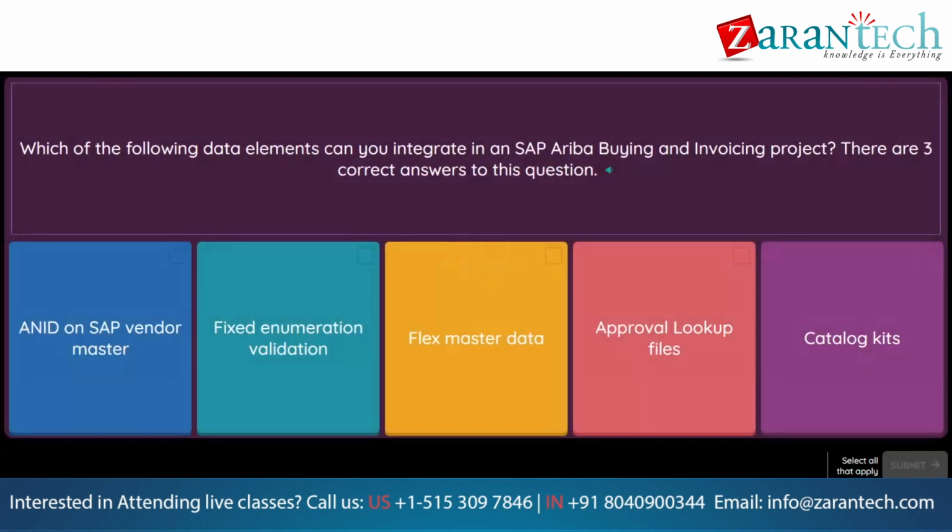Question: which of the following data elements can you integrate in an SAP Ariba Buying and Invoicing project? There are 3 correct answers to this question. Option 1 ANID on SAP Vendor Master. Option 2 Fixed Enumeration Validation. Option 3 Flex Master Data. Option 4 Approval Lookup Files. Option 5 Catalog Kits.